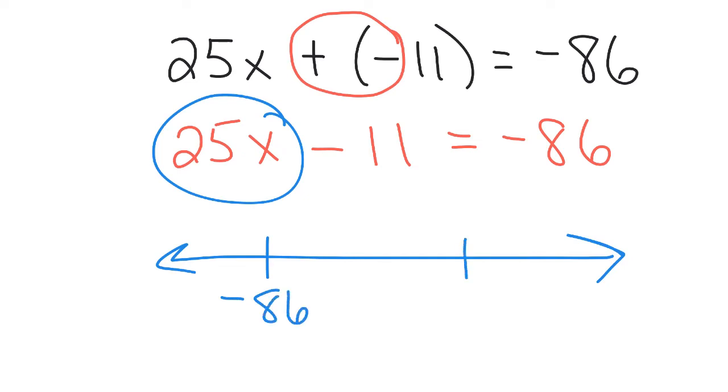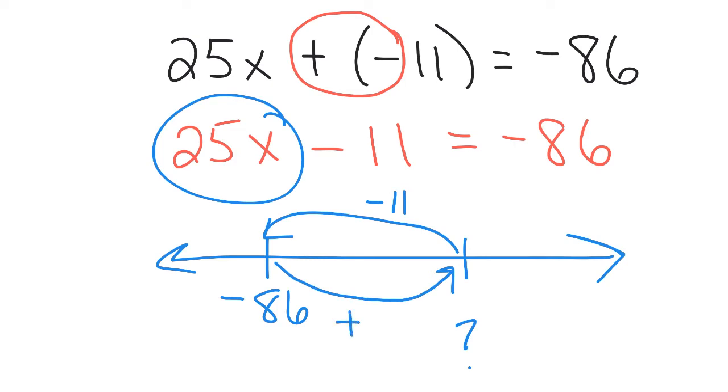So I've got some number. I don't know what that number is yet, but I do know that I need to subtract 11 from it to get negative 86. So we need something that's 11 bigger than negative 86. Think about this: negative 86 plus 11 is going to get you to negative 75. That basically means that 25 times some number is going to equal negative 75.